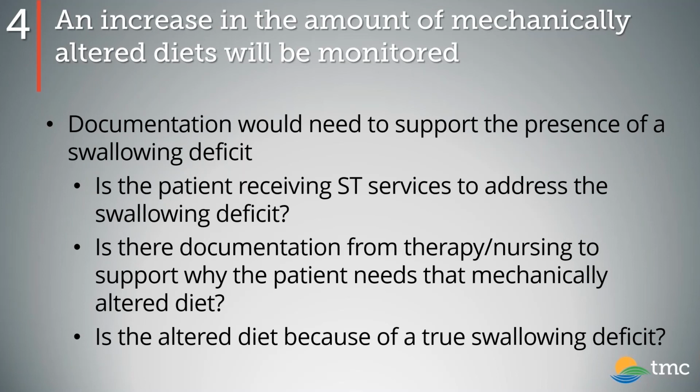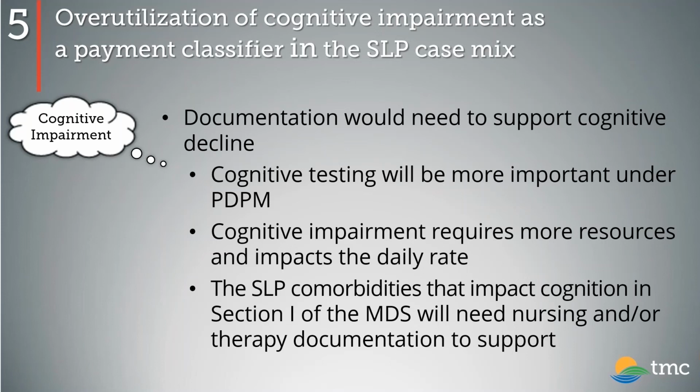So they don't have a true swallowing deficit, but they prefer to eat puree because it hurts them to wear their dentures, and they're safest eating puree and they get the best nutrition, but they don't have a true swallowing deficit. The fifth area is overutilization of cognitive impairment as a payment classifier in the SLP case mix.